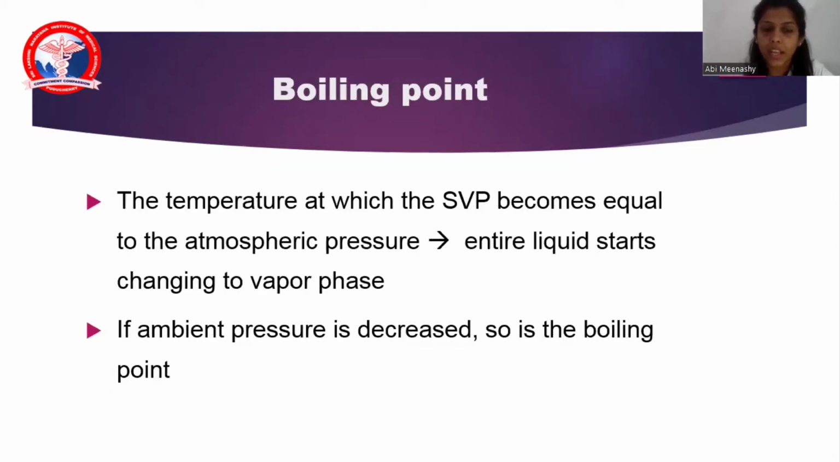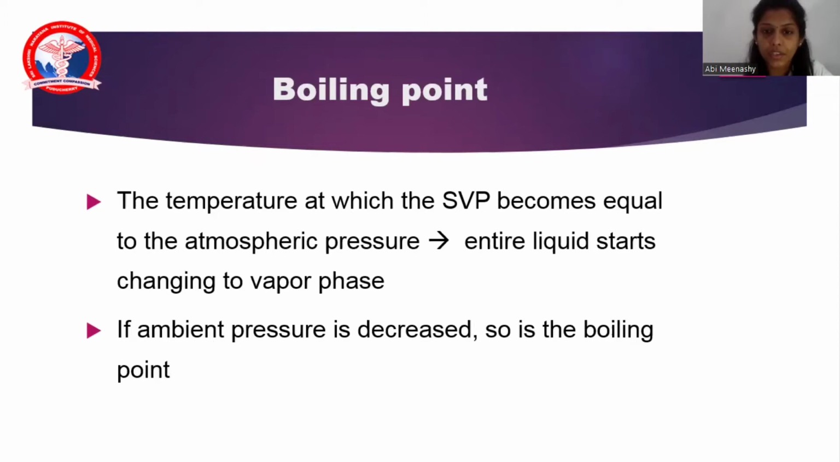Okay, boiling point is unique for every inhalational agent. It changes with their volatility also. The temperature at which the saturated vapor pressure becomes equal to the atmospheric pressure is called the boiling point. At this point, the entire liquid changes into the vapor phase. Initially we thought of saturated vapor pressure as the time when there is 50% liquid and 50% vapor. So the temperature at which the SVP becomes equal to the outside atmospheric pressure is where the liquid will become a vapor.